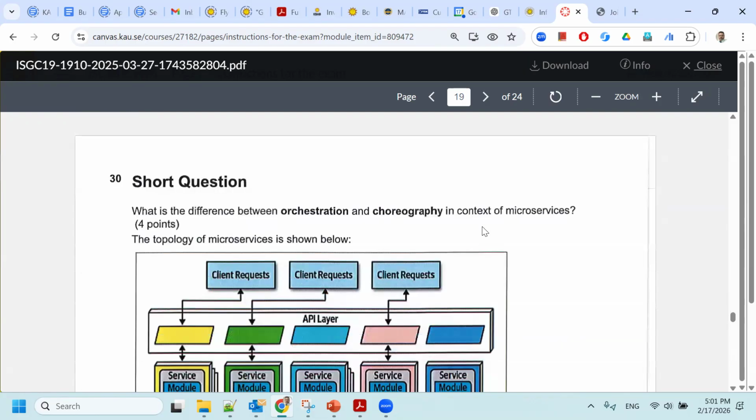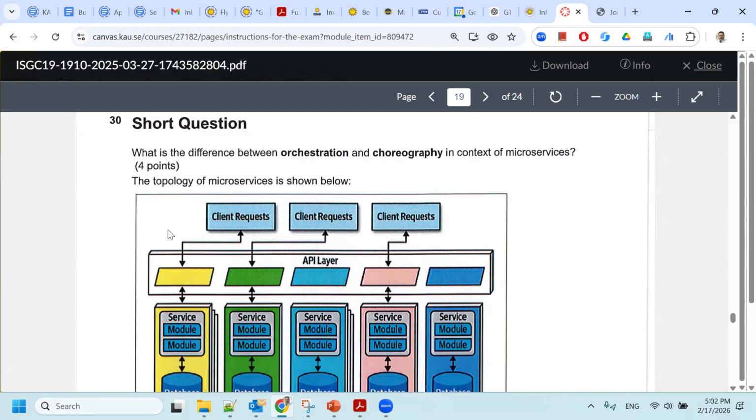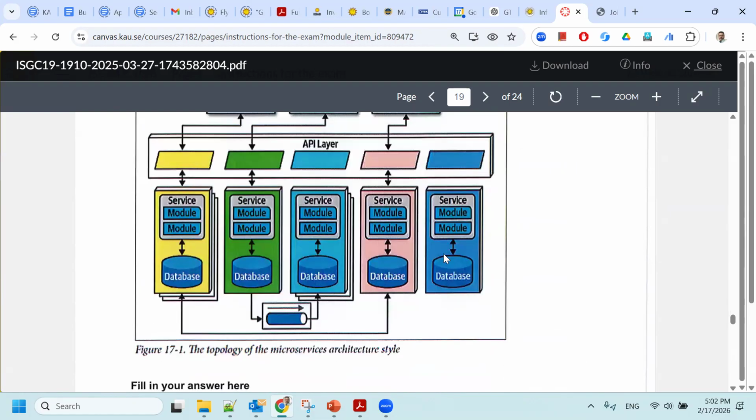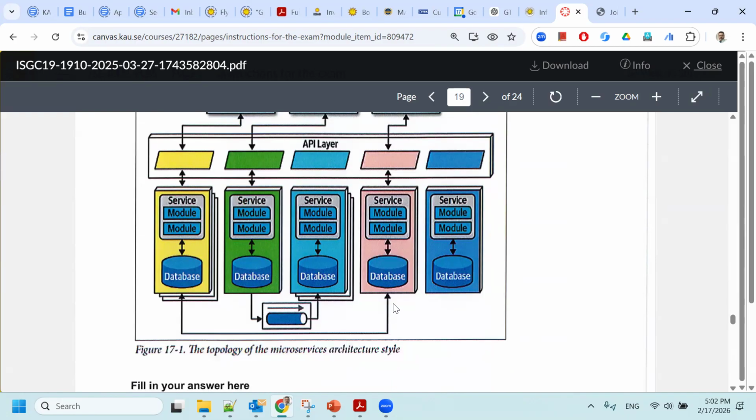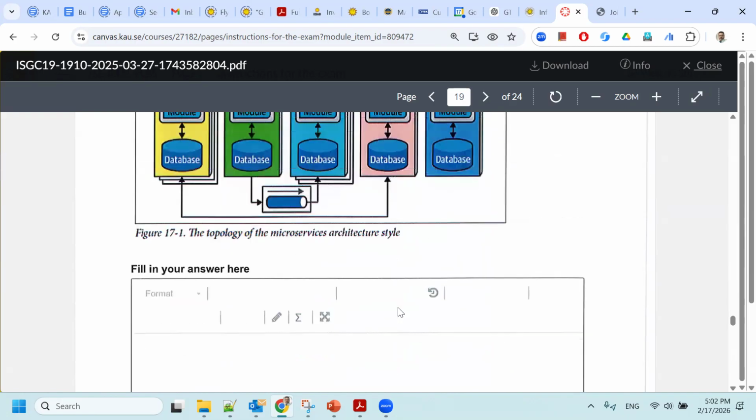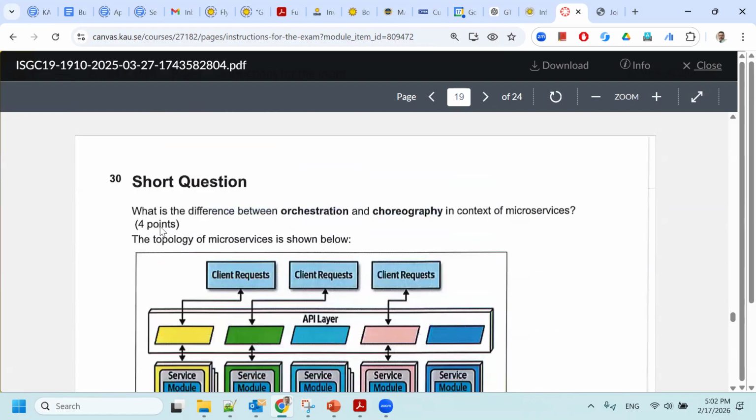And then comes some more questions where, as you said, I try to give you the diagram so that you can have something to hold on to, to remember what we learned. So orchestration and choreography, we studied that today, right? In microservices. And then I gave you an image so that you can recall what a microservice architecture looks like, and then I ask a question: what is the difference between orchestration and choreography in the context of microservices?